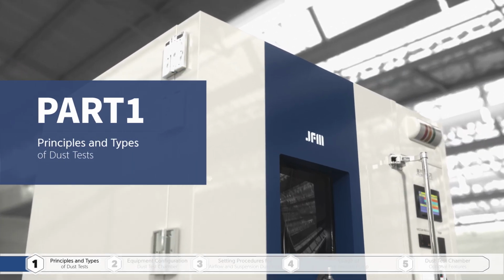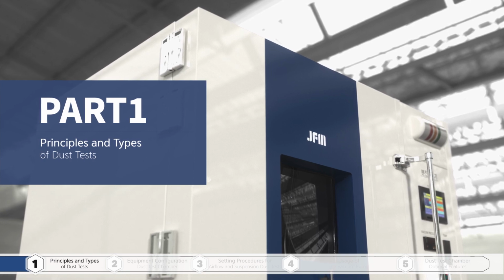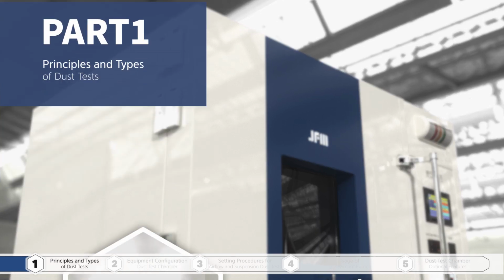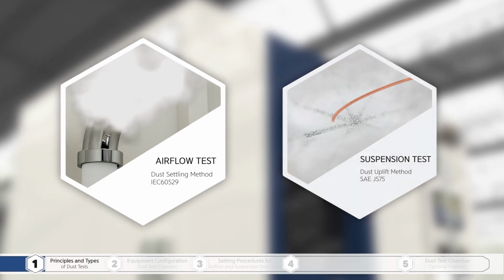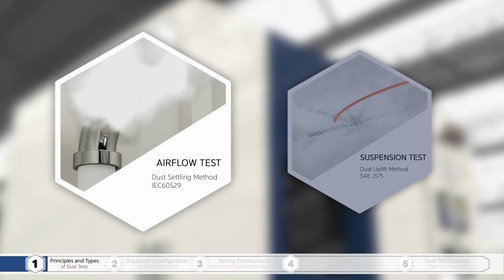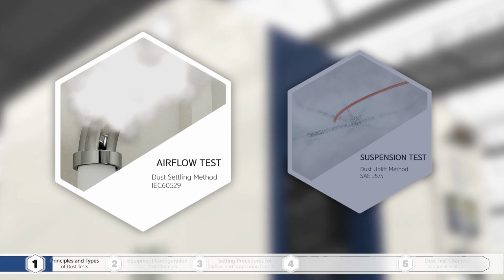Part 1. Principles and types of dust tests. JFM dust test chamber has 2 test methods. First, the airflow test sprays dust from the airflow nozzle, covering the test area from top to bottom.